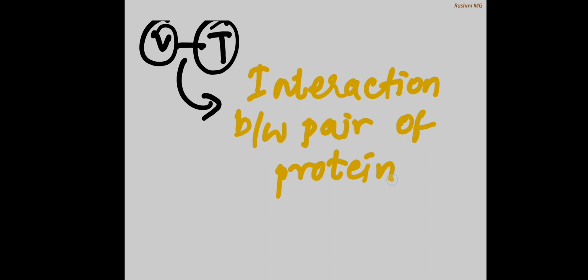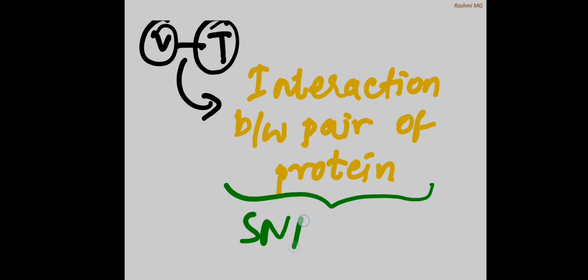What does this hypothesis say? The vesicle fuses with the target with the help of interaction between a pair of proteins. What are these pair of proteins? These pair of proteins are called SNARE. That's why the hypothesis is known as the SNARE hypothesis.